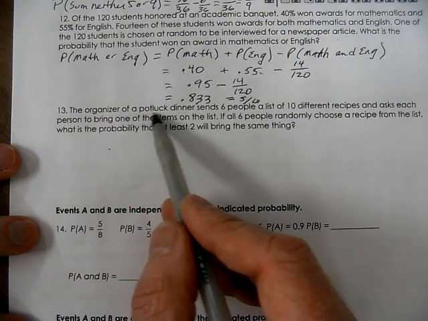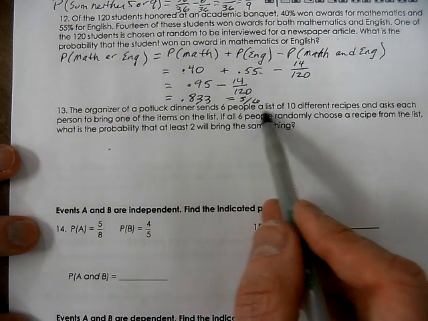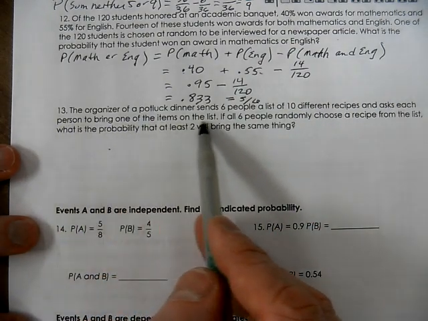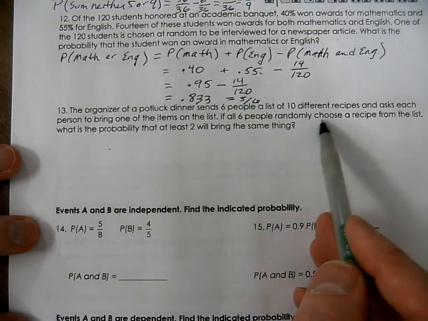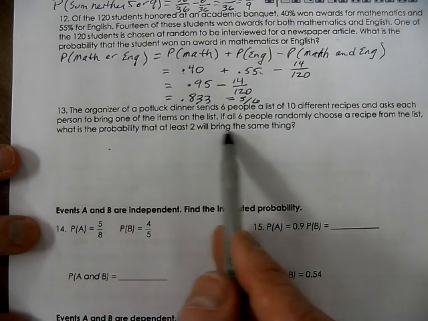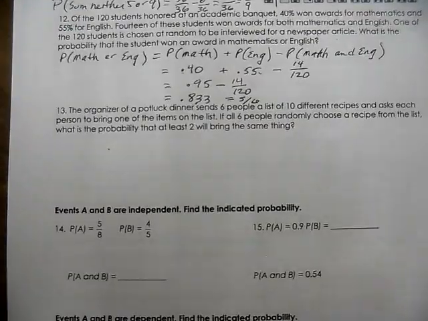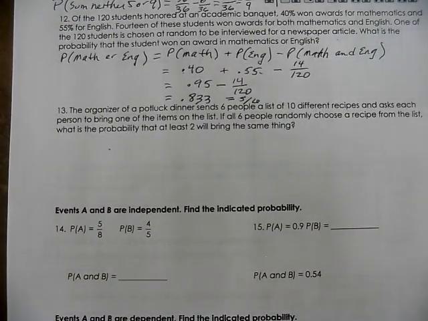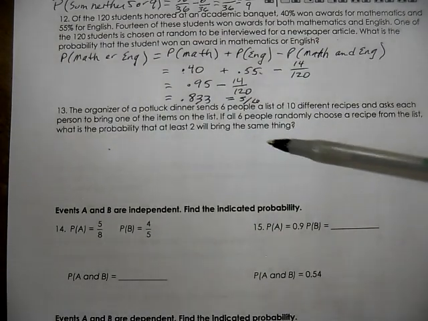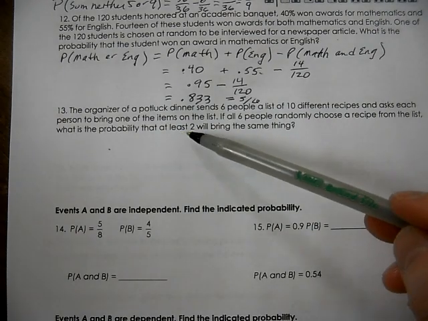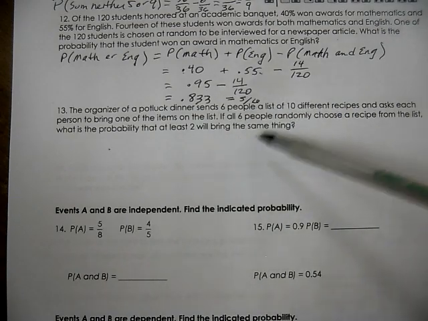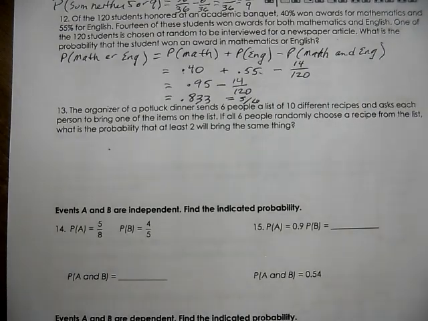The organizers of a potluck dinner send 6 people a list of 10 different recipes and ask each person to bring one of the items on the list. If all 6 people randomly choose a recipe from the list, what is the probability that at least 2 bring the same thing? Okay, that would be a lot. We would have to calculate what's the probability of 2 people bringing the same thing, and then 3 people bringing the same thing, 4 people bringing the same thing, 5 and 6 people all bringing the same thing. That would be a lot.